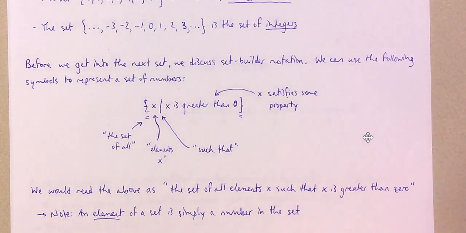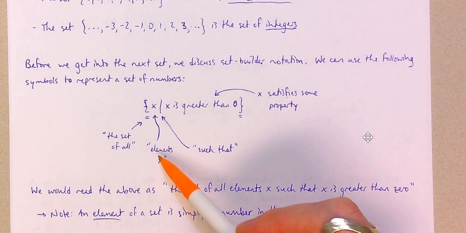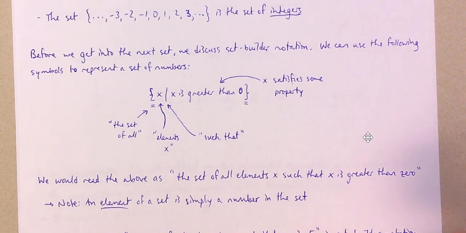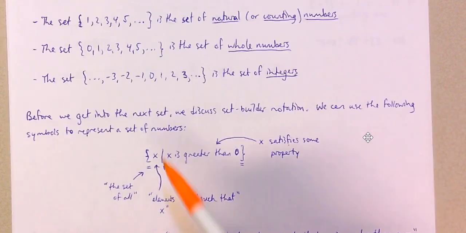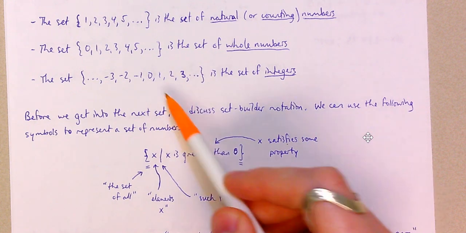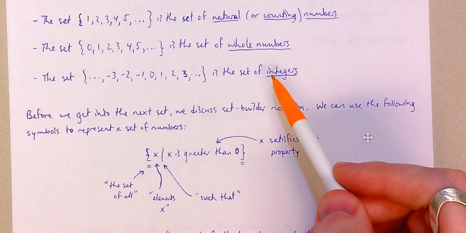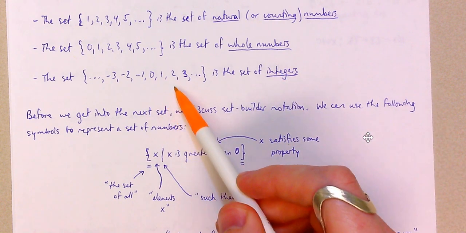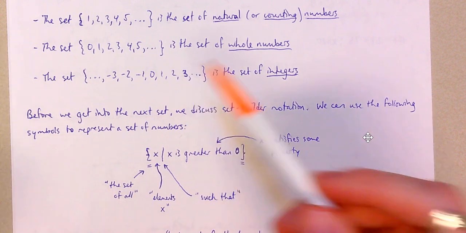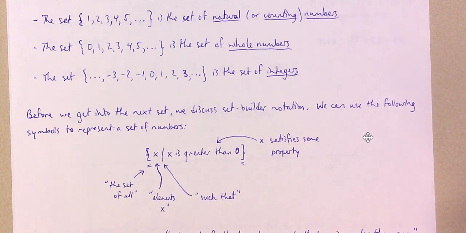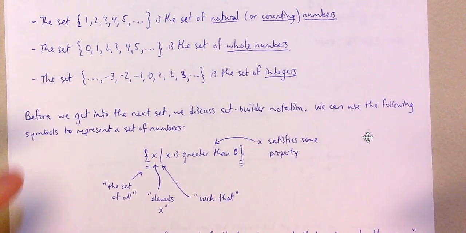But now some of you may have seen this word element or elements and thought, okay, what the heck does that mean? An element of a set is simply a number that's in that set. Going back to our examples here, the number 1 is an element of the set of integers because the number 1 is inside this set. Likewise, the number 0 is an element of the set of whole numbers because it's inside of that set.